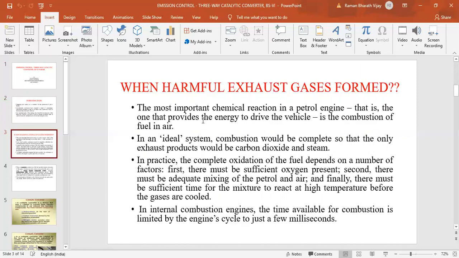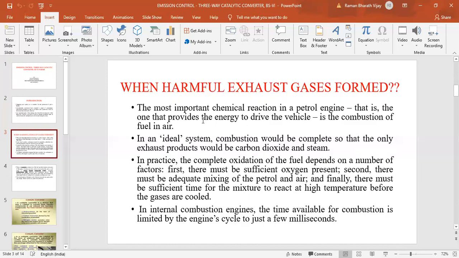Practically, if you see vehicles which are running, either a car or a two-wheeler, the full combustion will not take place. It is a practical matter. We say full combustion should take place, but practically it is not taking place, due to which harmful gases are emitted. So what are those harmful gases? Hydrocarbon, carbon monoxide, as I said, and nitrogen oxide. Out of these, most of it is nitrogen oxide.